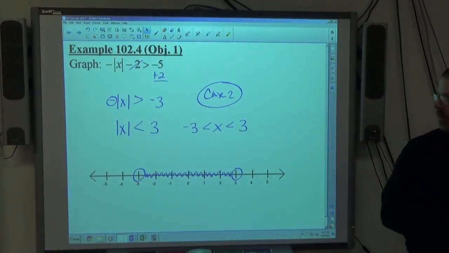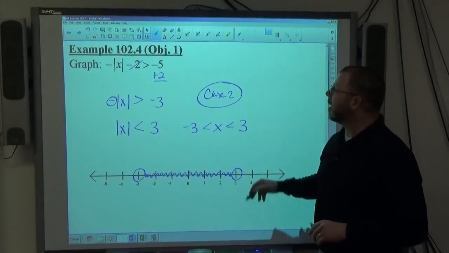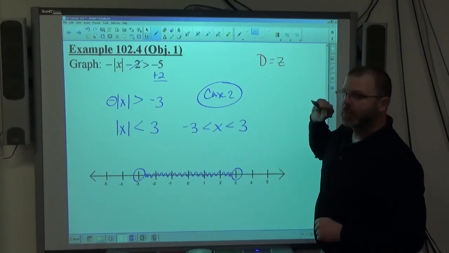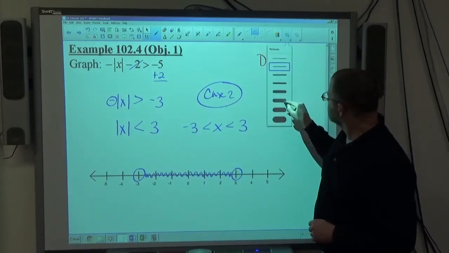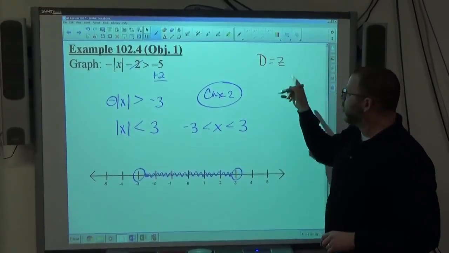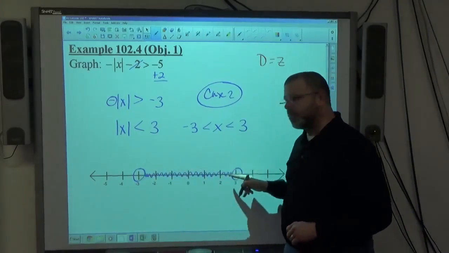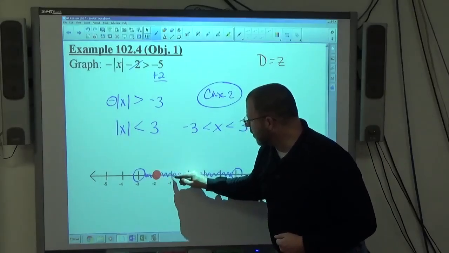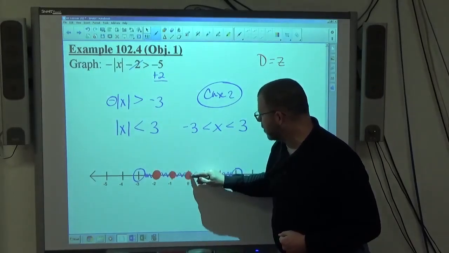Alright, and that's that. Going back to the whole domain thing, in case they do this to us, let's say domain equals a set of integers on this one. A little smaller this time. If the domain is a set of integers, notice negative 3 and 3 are both integers, but they're not included in the answer. So when I graph integers, I'm just going to graph negative 2, negative 1, 0, 1, and 2.